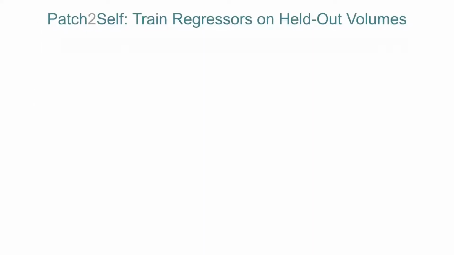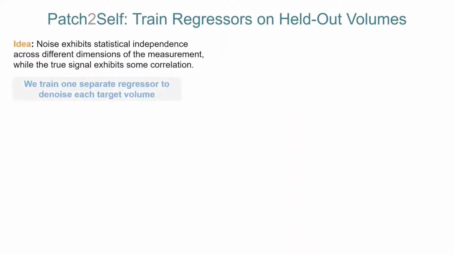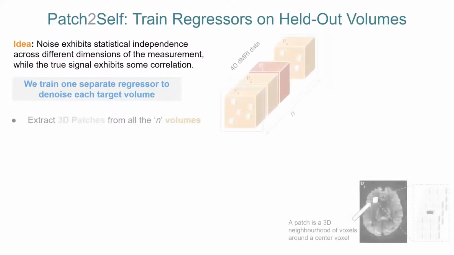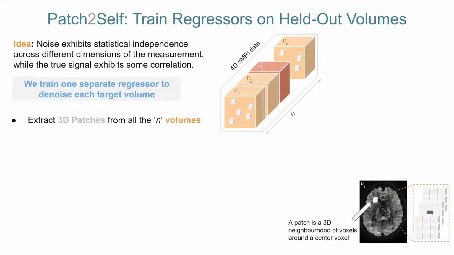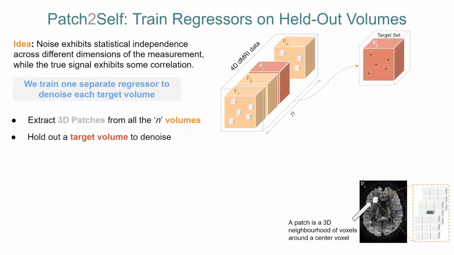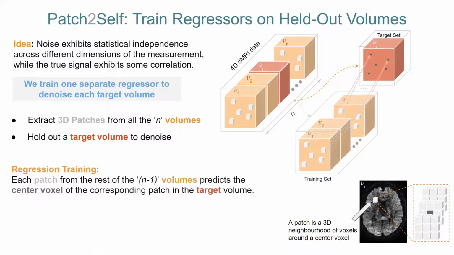The idea is that we will build one independent regressor to denoise each of the volumes of the 4D data, and this is how we'll do it. Since the noise in each volume is statistically independent of the noise in other volumes, but the signal exhibits some true correlation, we can build a separate regressor to denoise each of the volumes. Let's say we extract 3D patches from all the volumes in our 4D data. A patch is nothing but the 3D neighborhood, like we saw in the Marchenko-Pastur PCA. Then we hold out one of the volumes that is going to be the target volume that we want to denoise, and the rest of the volumes will be our training set, right?